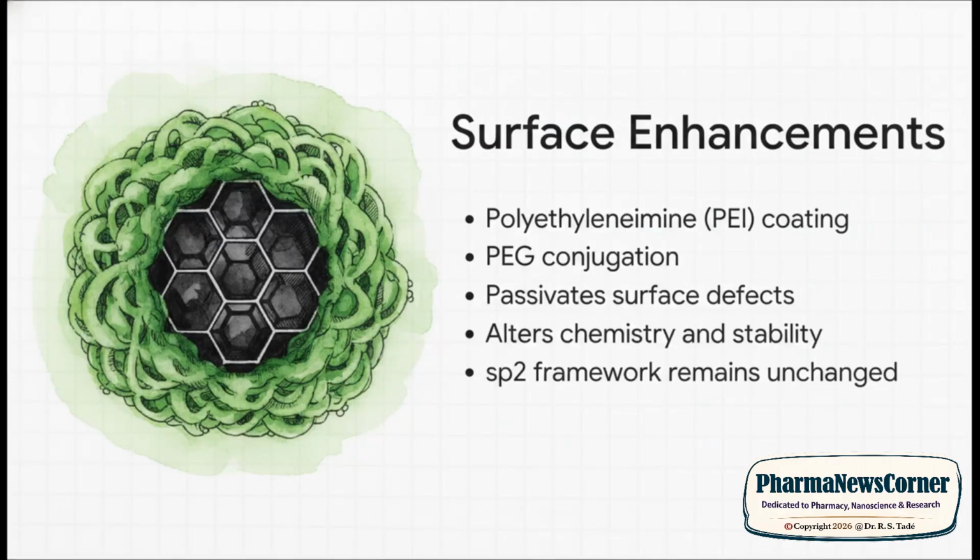Now, let's drastically shift gears and contrast that with post-synthetic enhancements. This strategy involves coating or conjugating the quantum dot with polymers, for example, using polyethylenimine or PEI, or using polyethylene glycol, PEG. So, what do these actually do? Well, they passivate existing surface defects, dramatically alter the surface chemistry, and massively improve the stability and sensing performance of the dot in various environments.